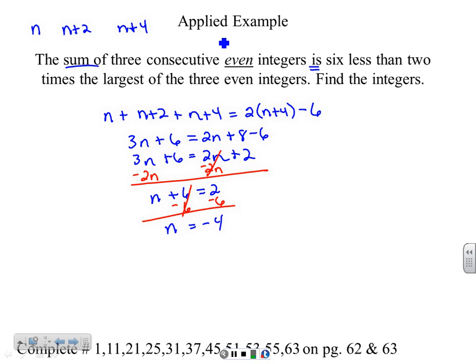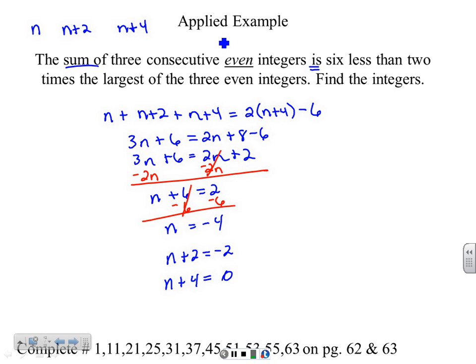Well, if n is equal to negative 4, and remember, we're counting up the number line, so if we're at negative 4, the next one's going to be negative 2. And if we keep going, the next one's going to be 0. So your 3 consecutive even integers are negative 4, negative 2, and 0. 0 is neutral. It can go either way. It can be even or odd, so it doesn't really matter.